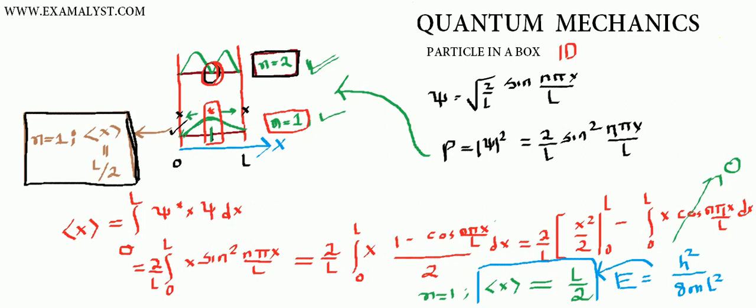If you increase the energy of the electron, then the probability of finding the electron will look like this. There is a maximum probability of finding the electron here, there is a maximum probability of finding the electron here, and there is absolutely zero probability of finding the particle at the center of the box.